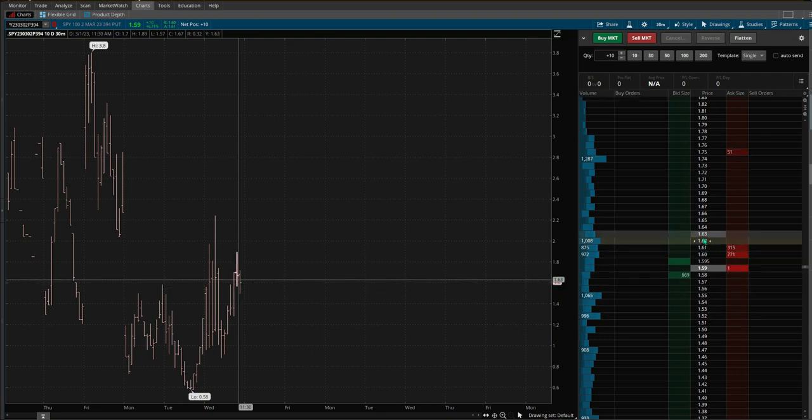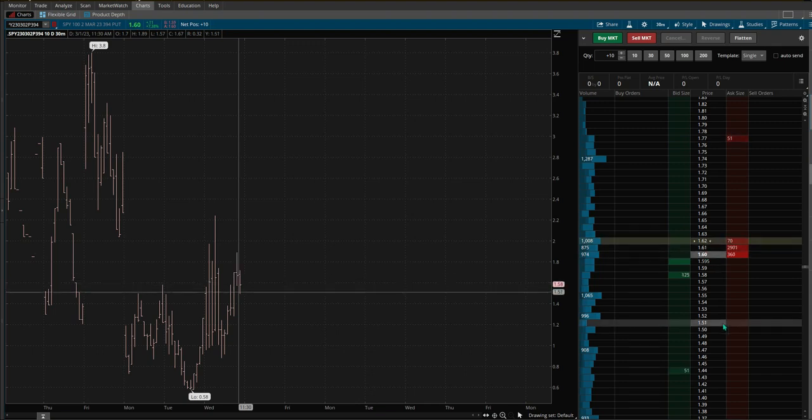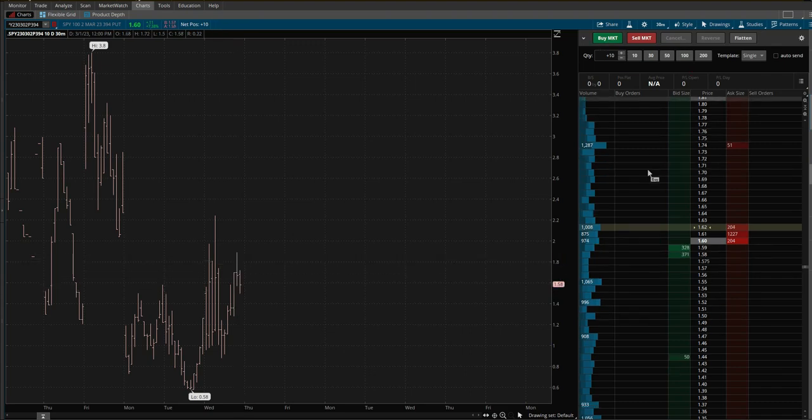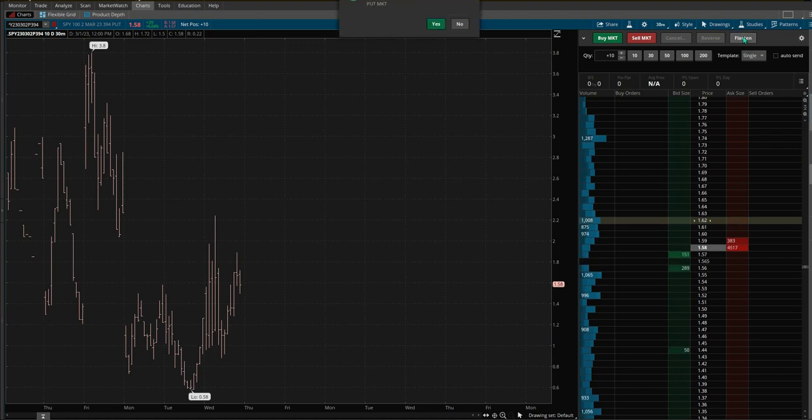Okay, so the market's getting back up to closer to 162. It's back to 160, and now you're going to come back to break even. So this is how you can get out of the market, at least in Think and Swim. You can just hit the flatten button and say yes.